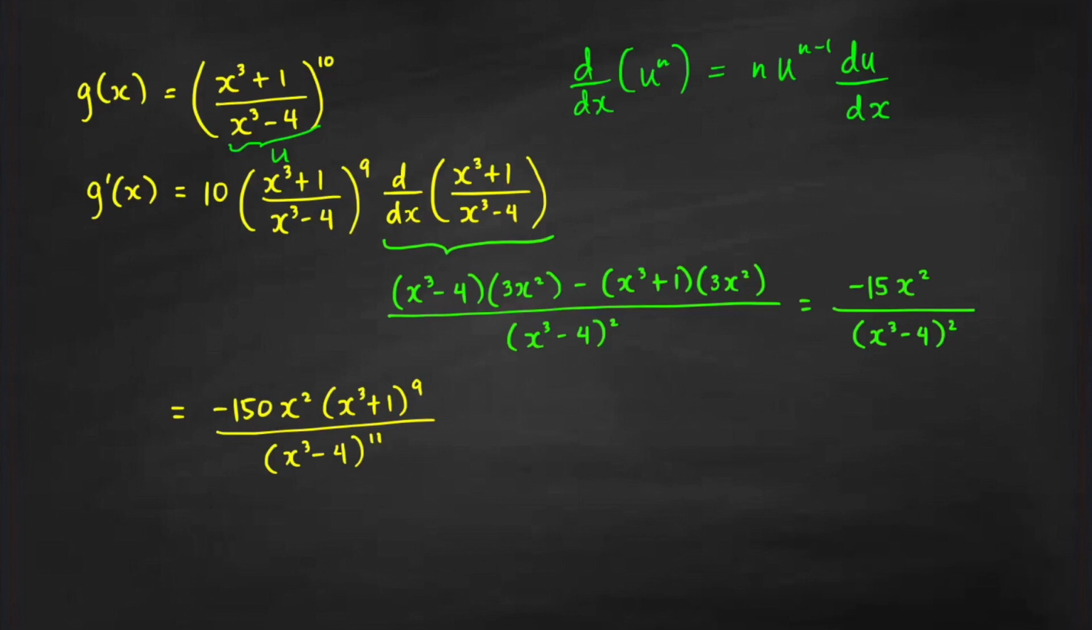So here, we can now write our answer as we can multiply this negative 15x squared by 10, you'll get negative 150x squared. And then we distribute this power to the numerator and denominator, and we'll get here x cubed plus 1 raised to 9. And then since we have here x cubed minus 4 raised to 2, and then the plus 9 here, you'll get the denominator x cubed minus 4 quantity raised to 11.